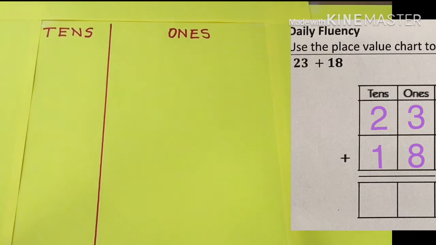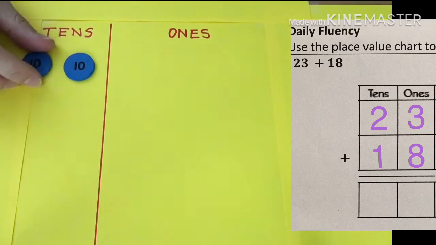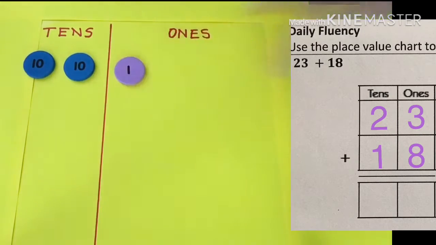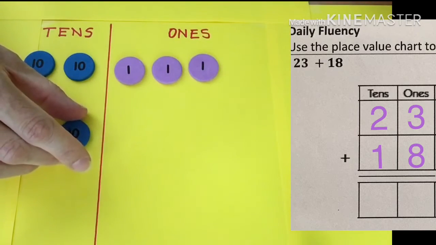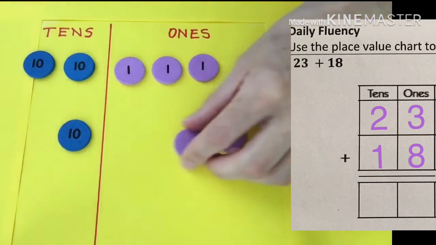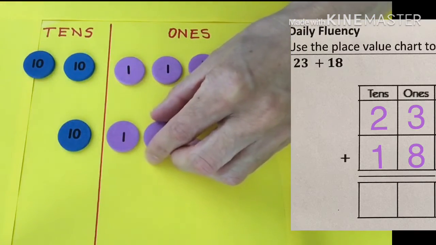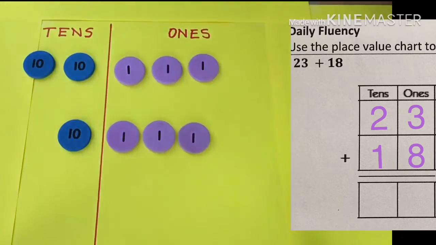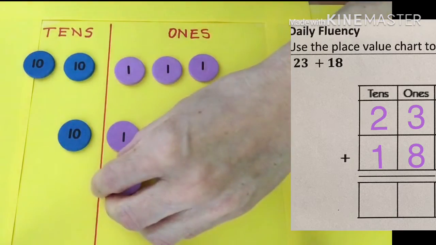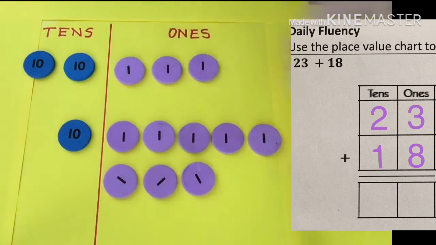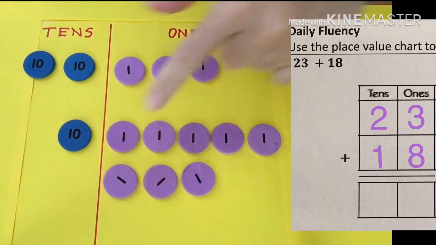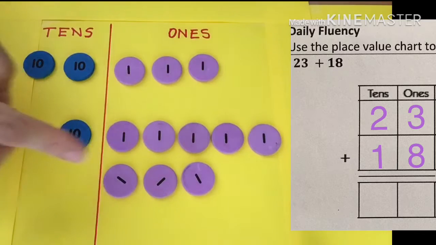So 23 is going to need 2 10s and 3 1s, plus 18. So there's 1 10 for 18 and 8 1s. Because it is 8 1s, I'm gonna need to do a row of 5 and then an extra row of 3. So it looks like the 10 frame, and there you have your 8 of 18.